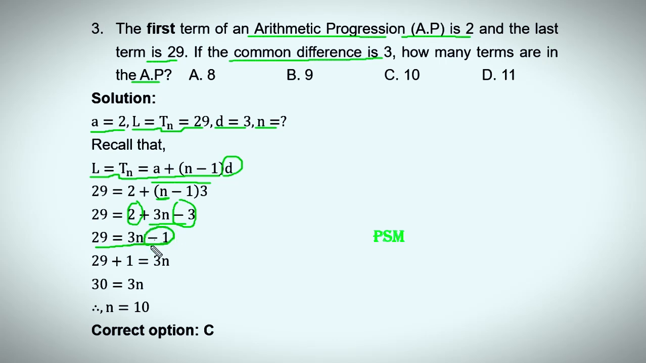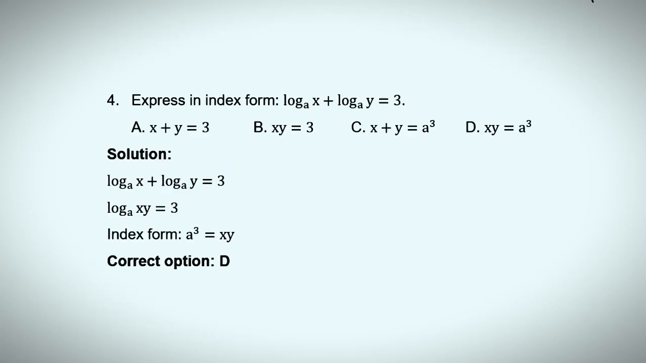Transfer this term to the left hand side. You have this result. 30 is equal to 3n. Divide both sides by 3. Therefore, n is equal to 10. The correct option is C.